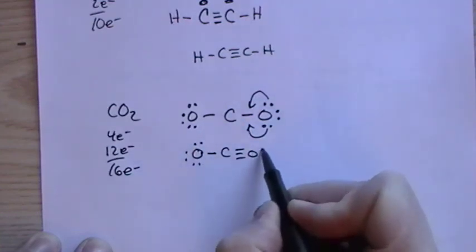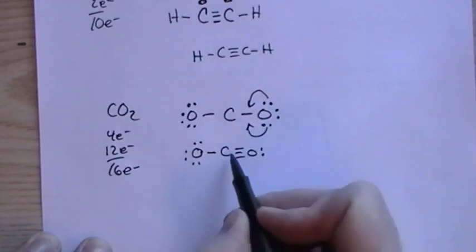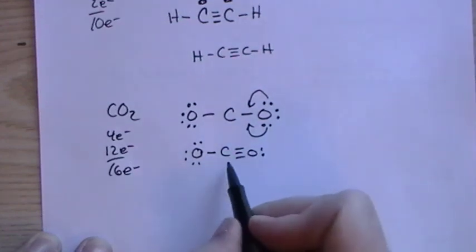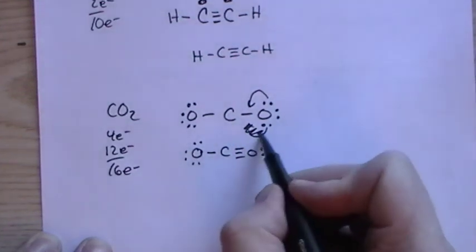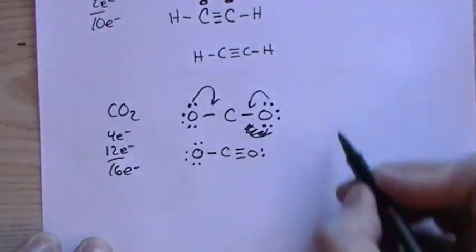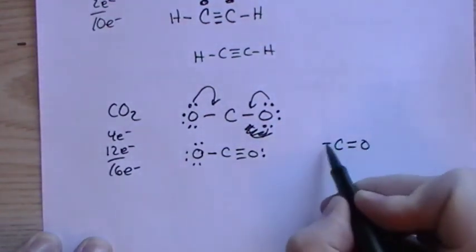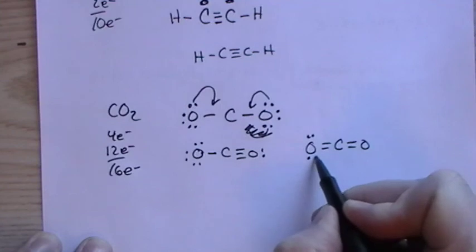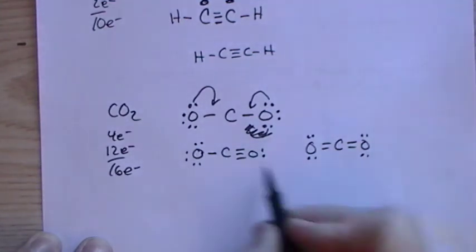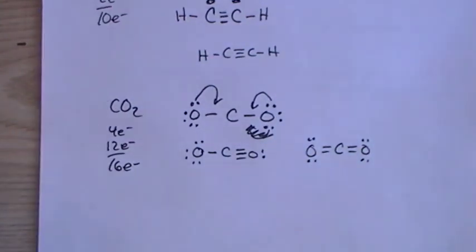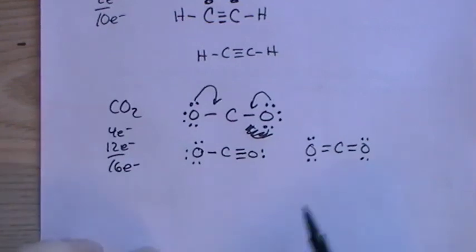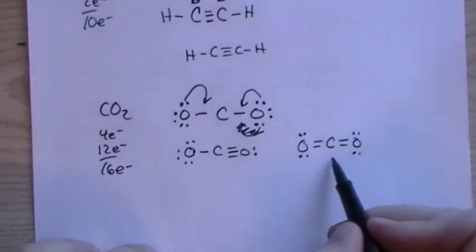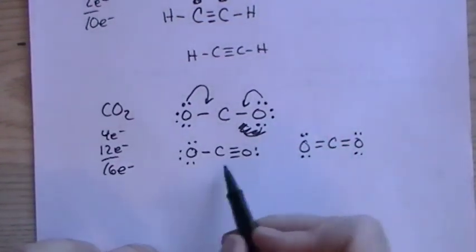Now the octet rule is followed. 8, 8, and 8. But there seems to be something off. It seems wrong. What if instead we brought a lone pair from here? Then we end up with something that looks much more symmetrical. And if you had to look at these 2 molecules and determine which one is the most stable, or the one that we'd expect to see, you'd pick this one most likely because it seems more symmetrical than this one.